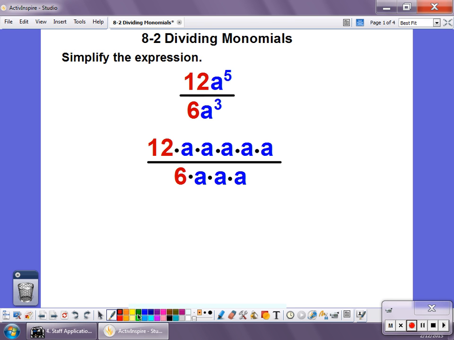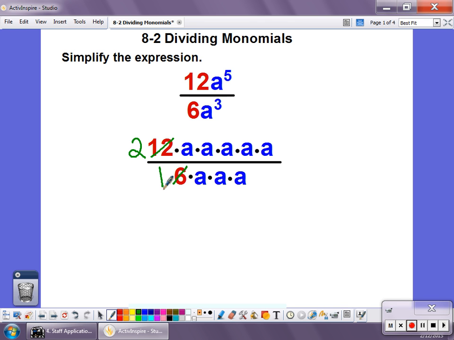Now when it comes to simplifying fractions, we know that any time we have a numerator and a denominator that share a common factor, we can divide that factor out. So if we look at this, 12 and 6 have a common factor of 6. So we can divide each of these numbers by 6. 12 divided by 6 gives me 2. 6 divided by 6 gives me 1.